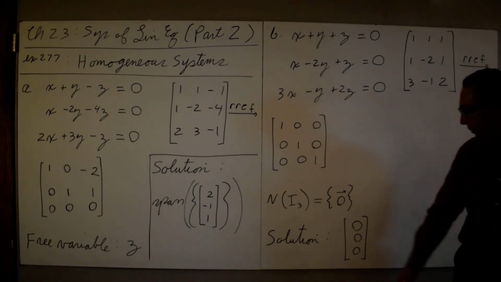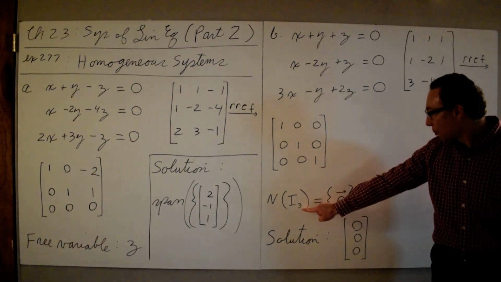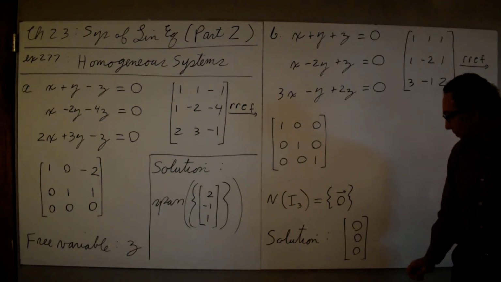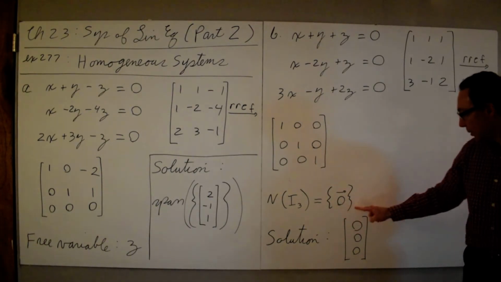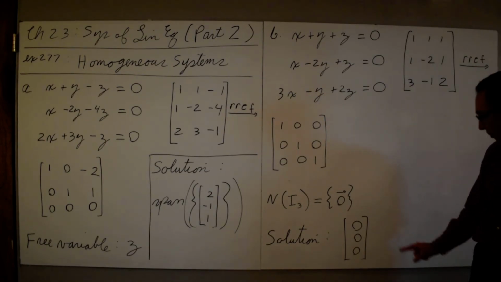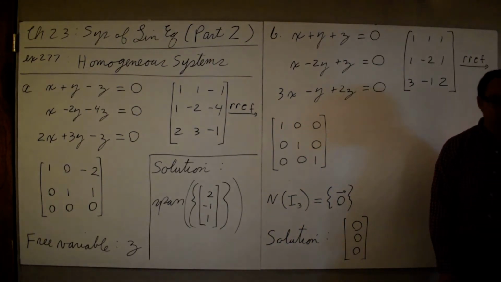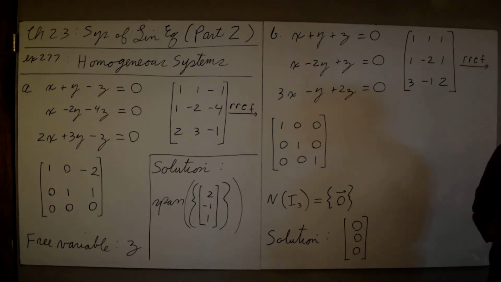Remember, the null space of any identity matrix is only the 0 vector. I wrote I3 here because we're in R3. So the null space is the 0 vector, so the only solution to this system is the 0 vector. Again, a system of linear equations has 0, 1, or infinitely many solutions.